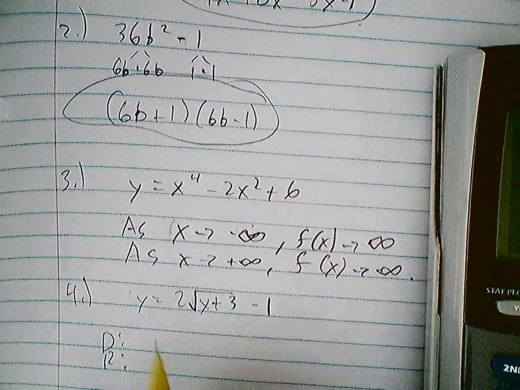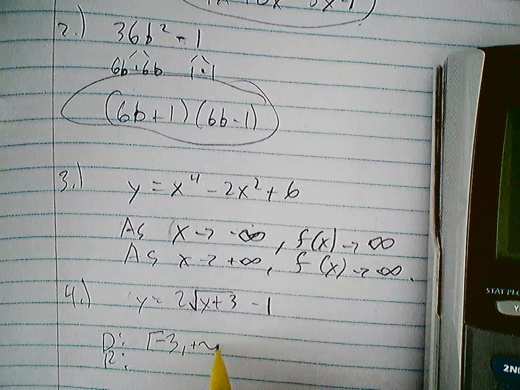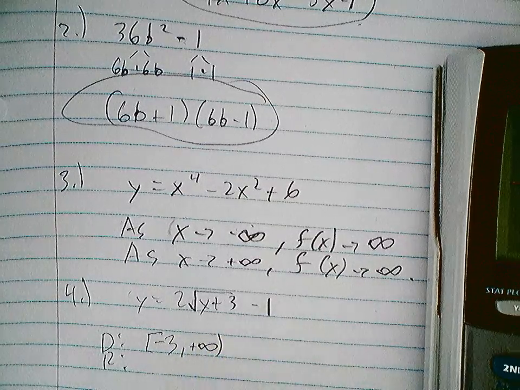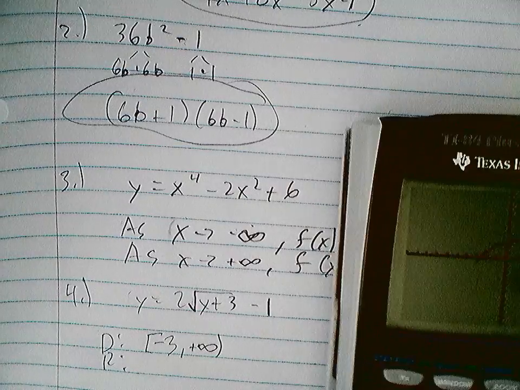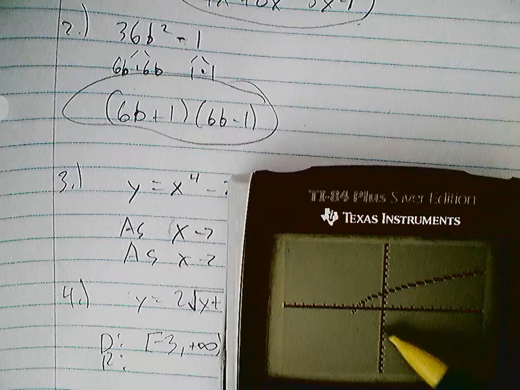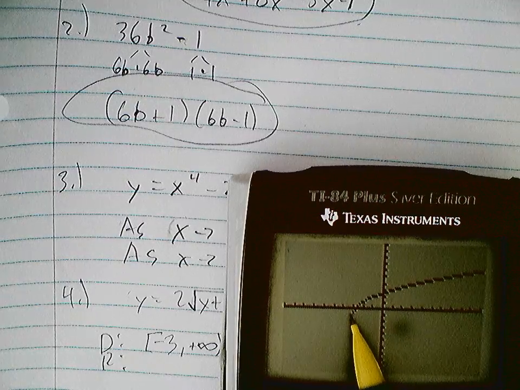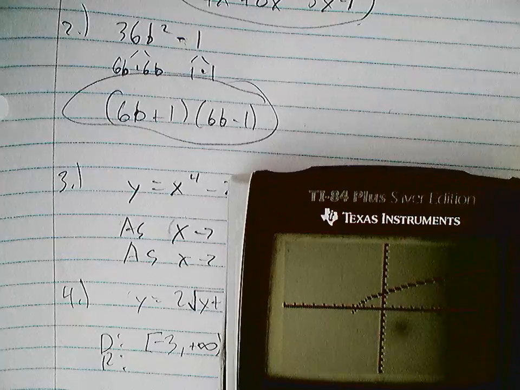So I'm going to say -3 to positive infinity for my domain. And then for my range, remember that the range is your y values, your output values, so it goes from -1 to positive infinity.